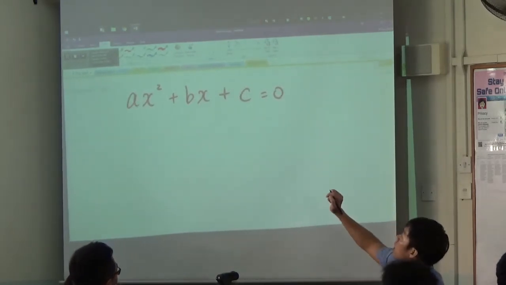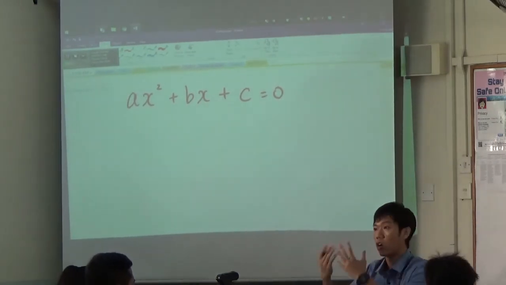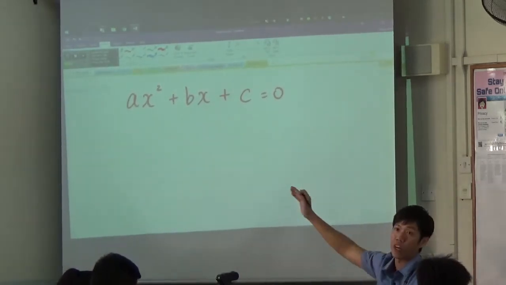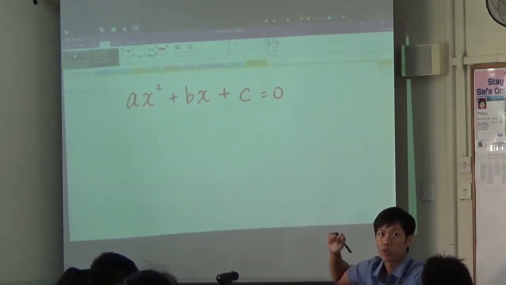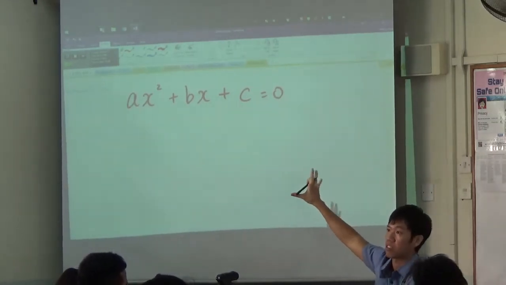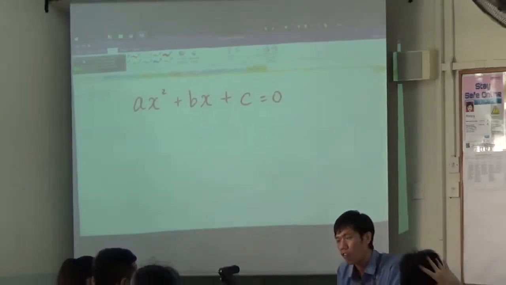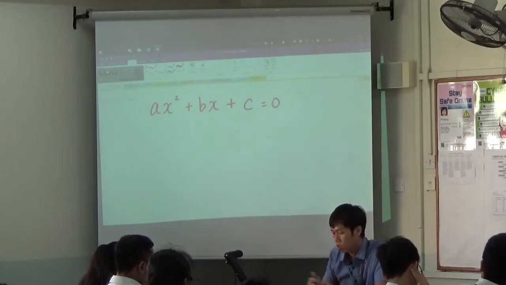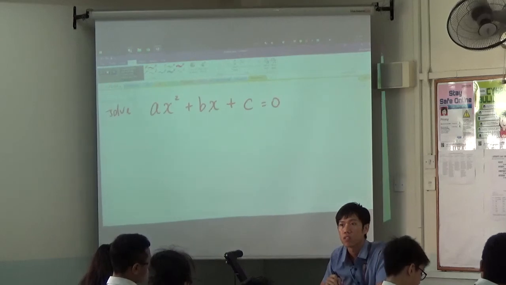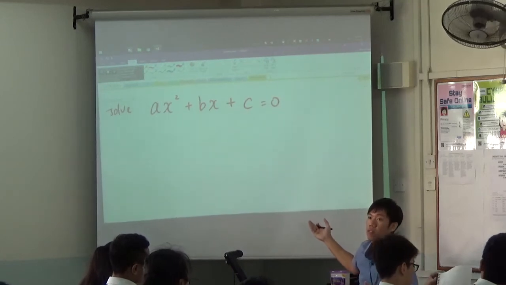Now, a, b, and c are unknowns. They are constants. We've got an x squared term over there, and another x term over there. So, any doubts about this equation? Do you understand fully what this is? Yes, we see it in polynomials also, right? Now, if I want to solve for x, what are you going to do? How do you solve this? Can I use factorization? No, I don't even know the values of a, b, and c. Then what should I do?